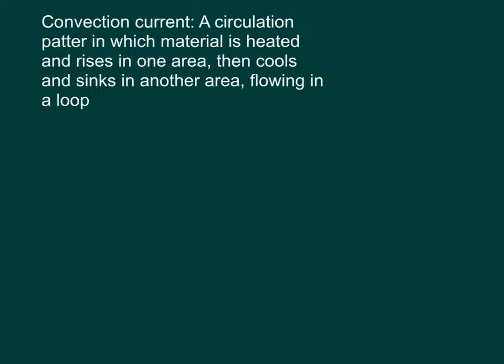Alright, so what we're going to talk about is convection current. It's a definition. You can see the top says a circulation pattern, in which material is heated and rises in one area, then cools and sinks in another area, flowing in a loop. There's two things you need to understand.